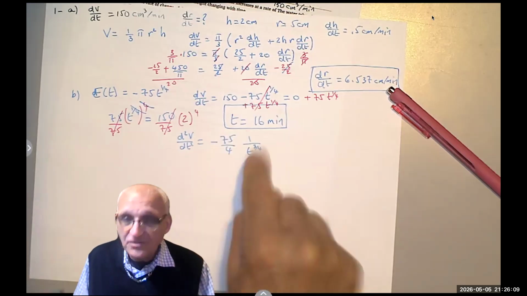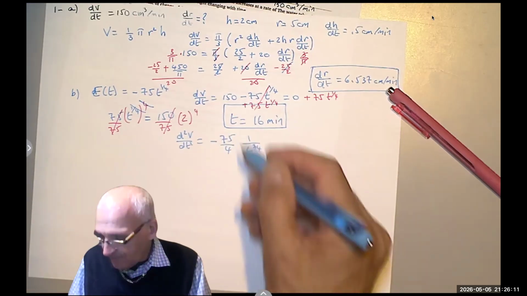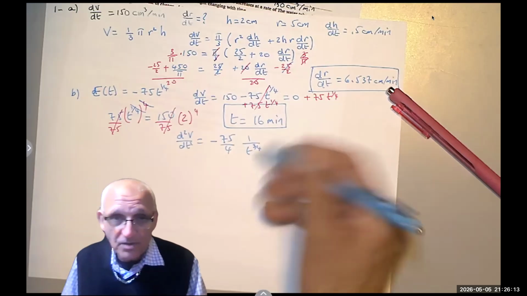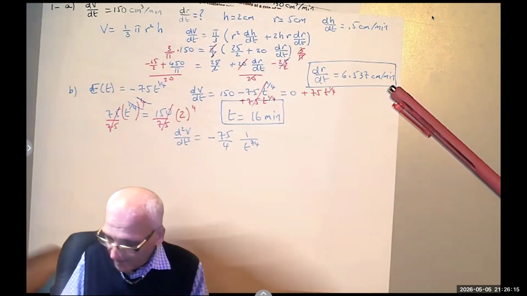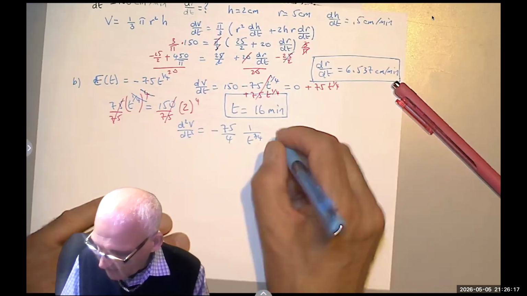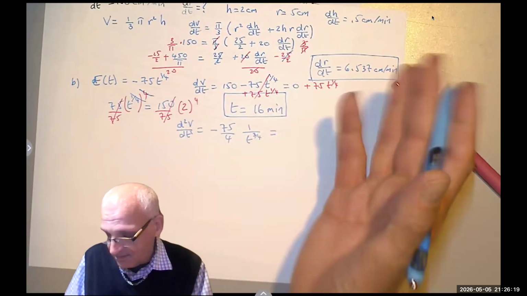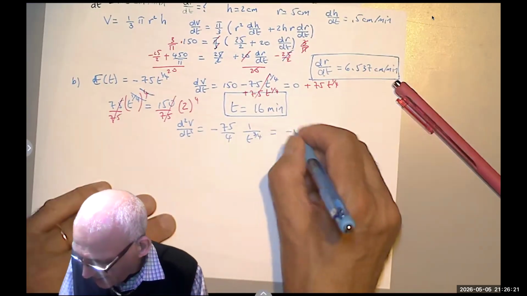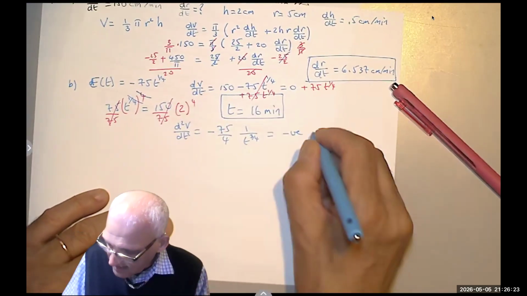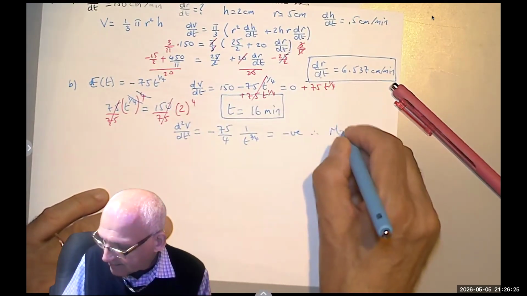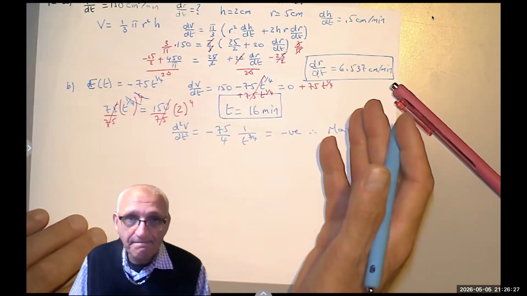Now, all of these values are positive: 75, a 4, and a t to a power cannot be negative. But there is a negative sign in front of it. I don't have to evaluate anything because I don't know how to evaluate it, but I know it's negative. Hence, max. That's the justification.